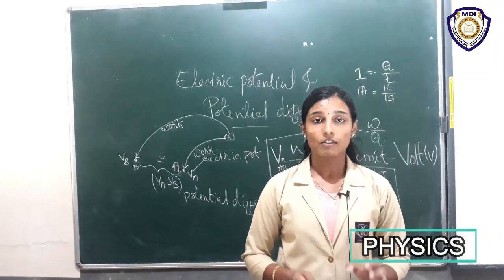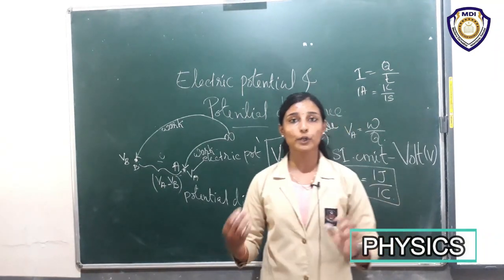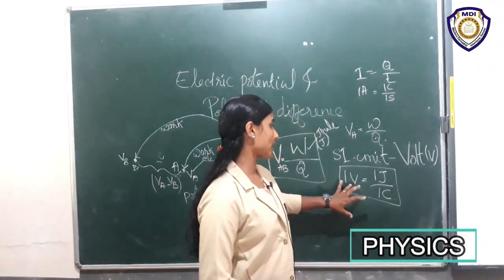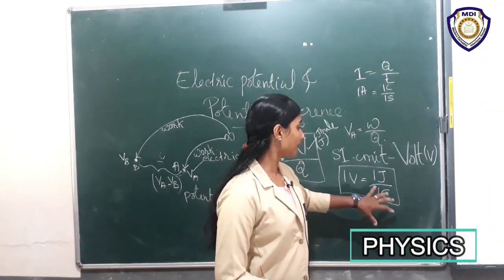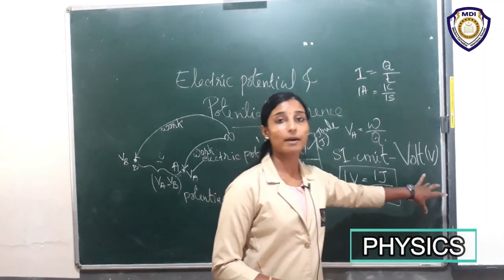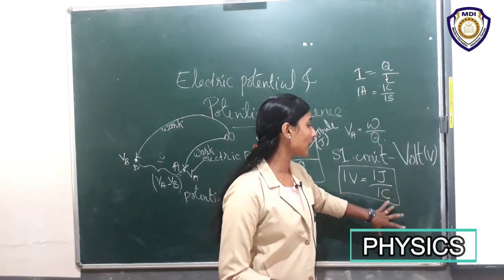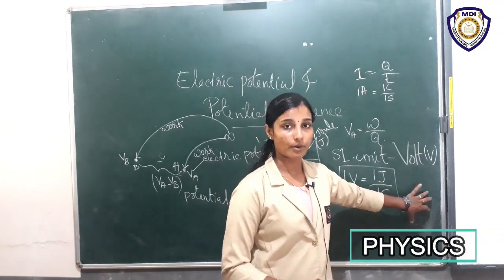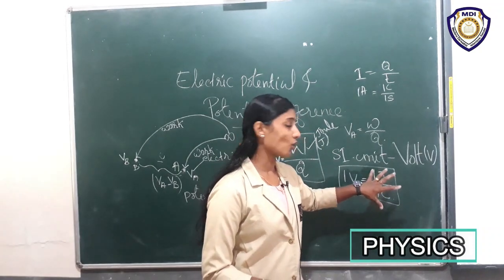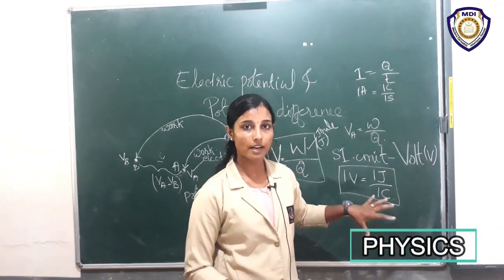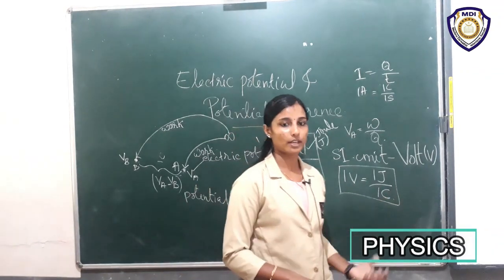So what is 1 volt? 1 volt is the electric potential difference to bring 1 coulomb of charge from one point to another point. That is, 1 joule of work is done to bring 1 coulomb of charge from one point to another.